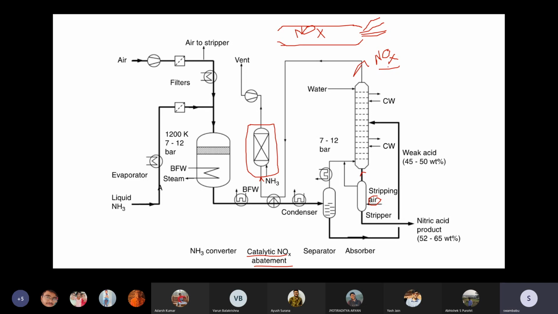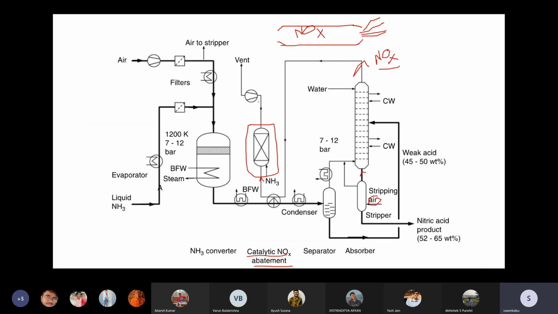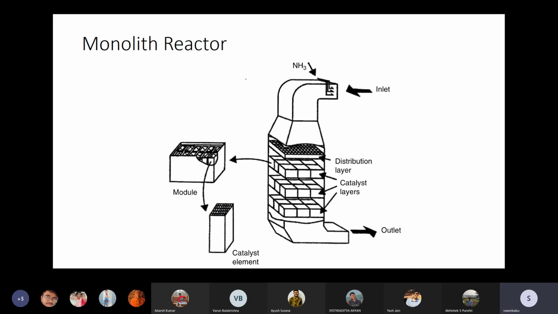So air is there, NOx gas is there. If we introduce ammonia here, these reactions will happen, and after that you will have only nitrogen and water vapor. So we can directly vent it into the atmosphere. This is what a typical monolith reactor looks like.